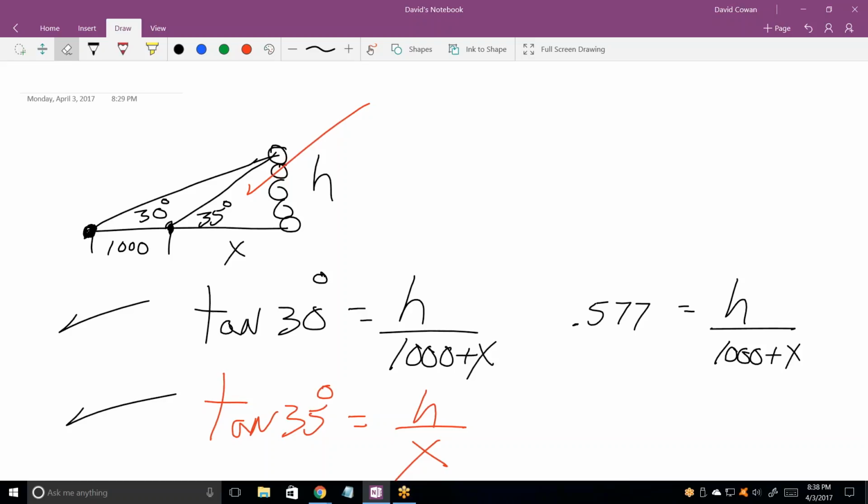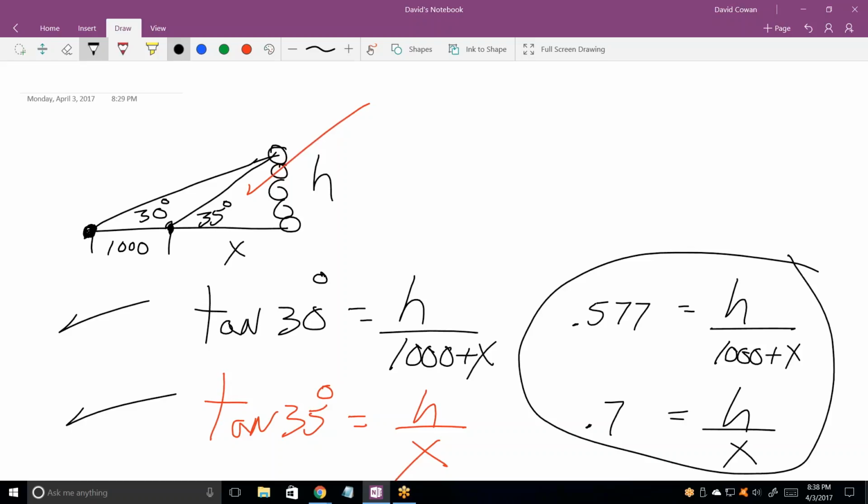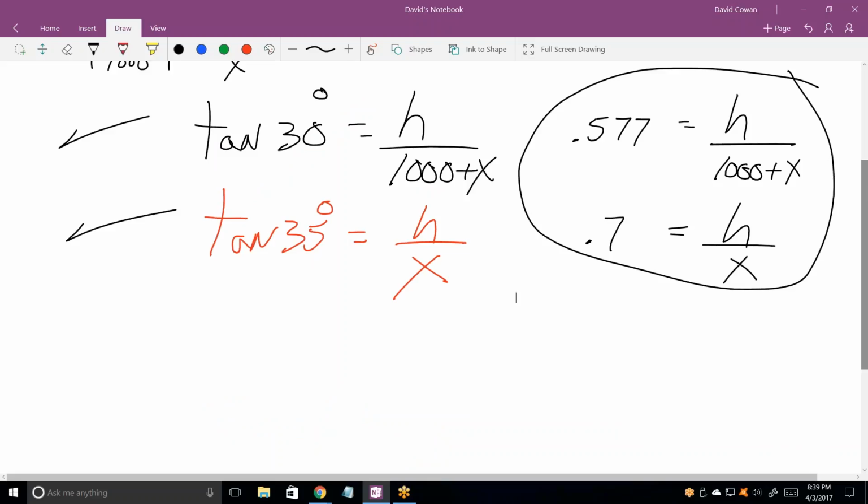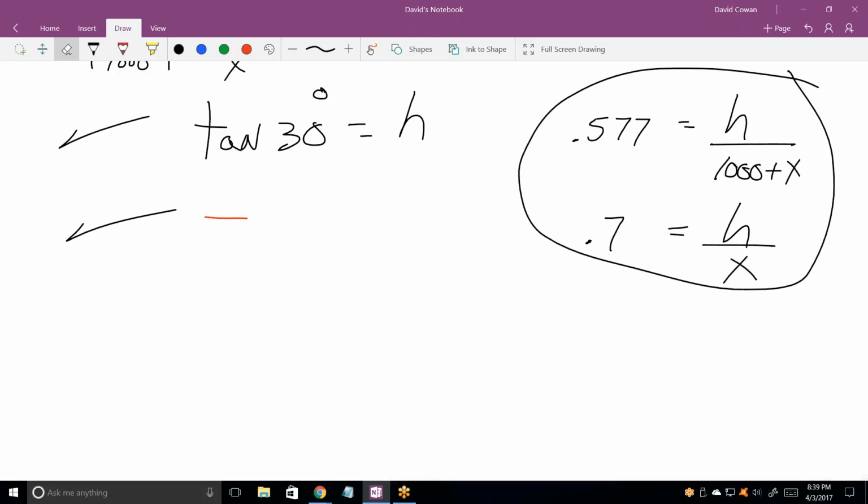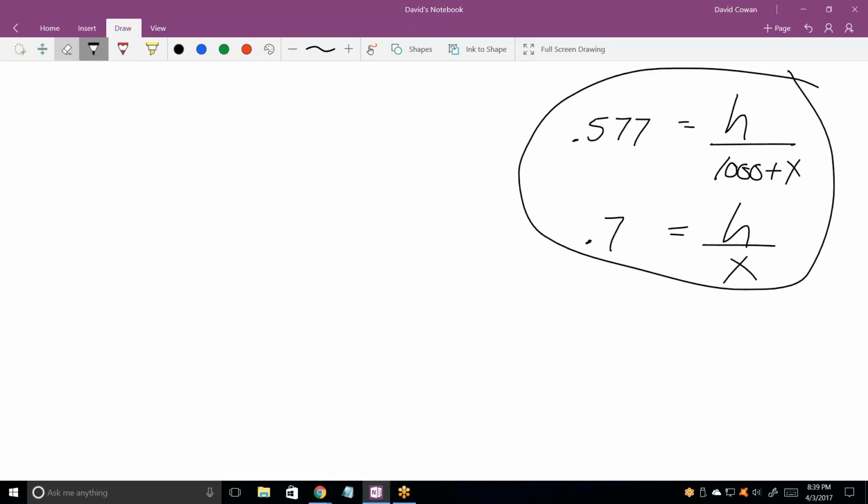Now, what's the tangent of 35 degrees? 0.7. Now notice what we have. We have two equations and two unknowns. We know how to solve any system of equations that has two equations and two unknowns. How would I solve that? Would you multiply the top one by 1,000?